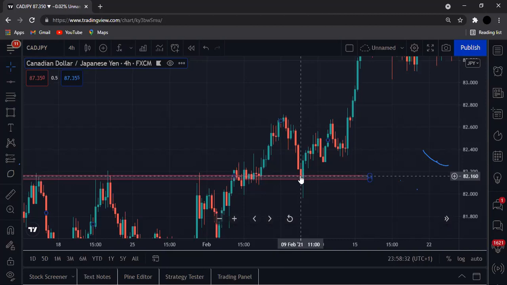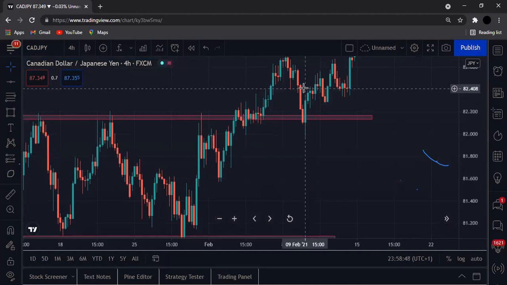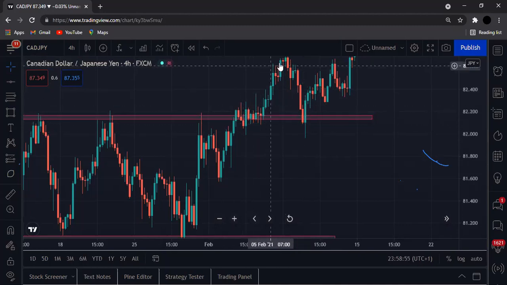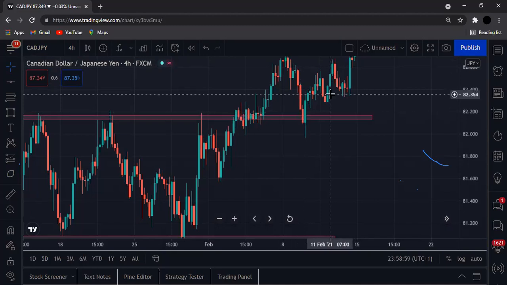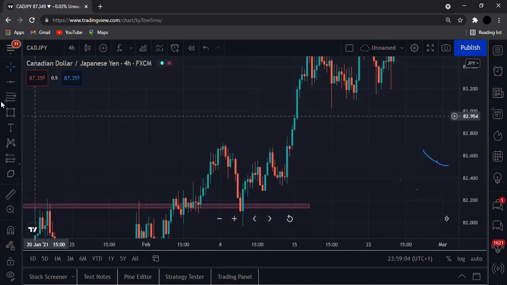Most times when there's a break in structure from a resistance, the resistance might eventually act as a support. Or when there is a break in structure from a support zone, the support zone might now act as resistance. So now it broke the resistance, it retested back to that region as a support now before going up.